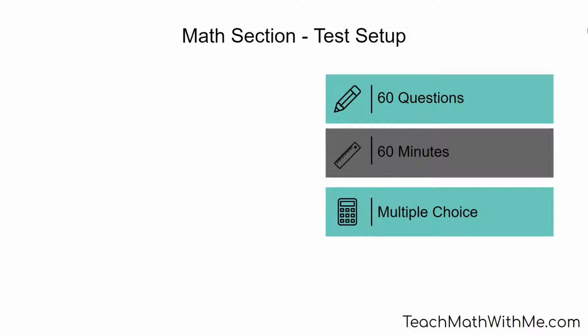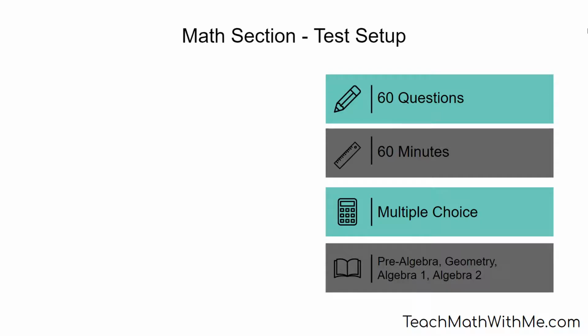Each question is multiple choice, and you have 5 choices to choose from. So we're going to talk a little bit about how to make the best choice, maybe when you're not so sure what the answer is. And the math topics that are covered come from classes from your pre-algebra, geometry, algebra 1 and algebra 2, and that does also include trigonometry within there.